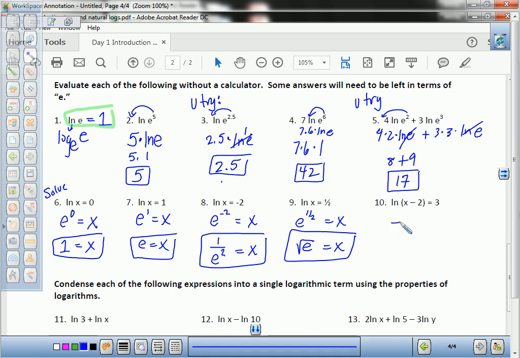All right, now when we switch forms on this one, we get e to the 3rd equals x minus 2. So we're not done. E to the third power plus 2. That's right. And then we're done.